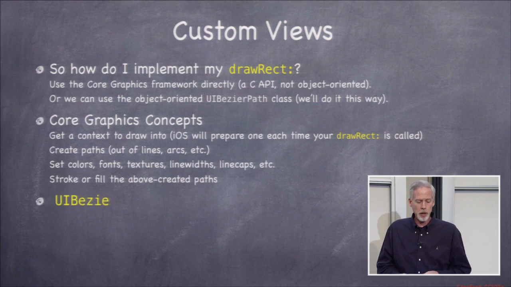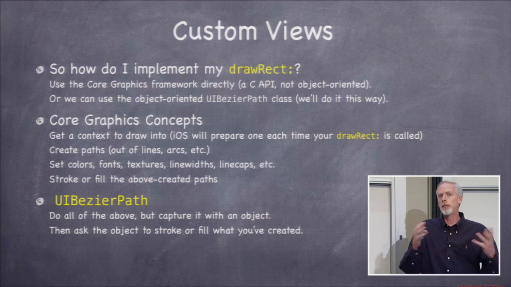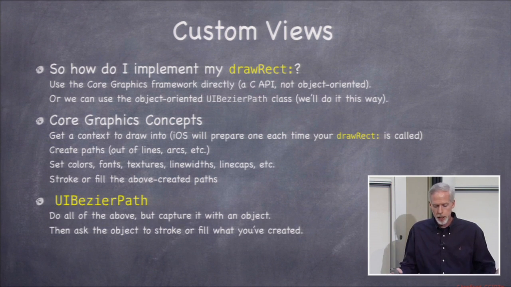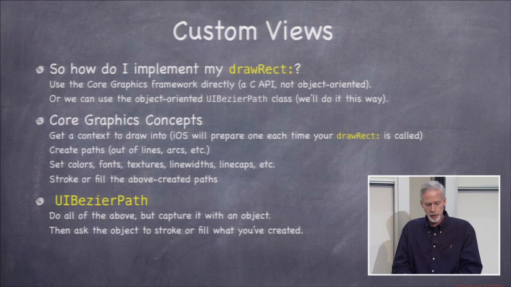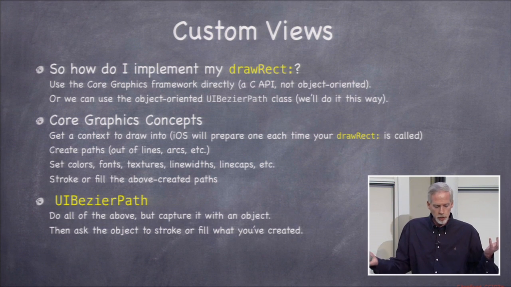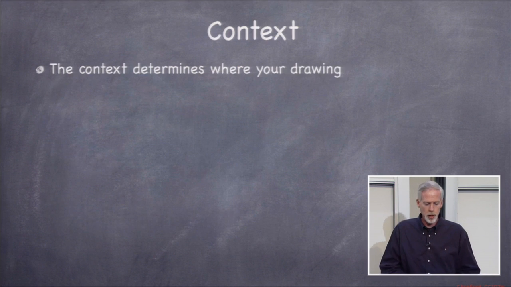Okay, so let's talk about all those things. UIBezierPath, by the way, encapsulates doing all of that. It takes care of the context for you so that you don't even have to think about that. You create paths by sending messages to a UIBezierPath instance. It lets you set colors and line widths and all that, and then it has methods to stroke and fill. So it encapsulates all that mechanism.